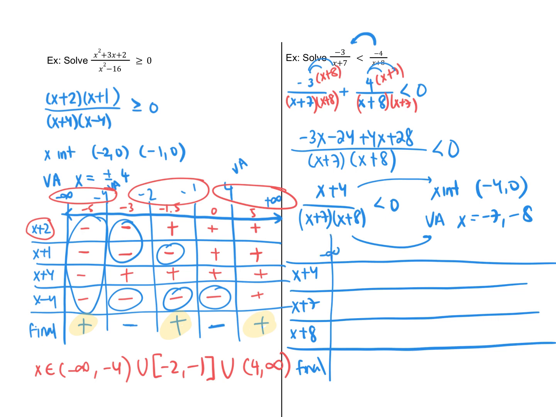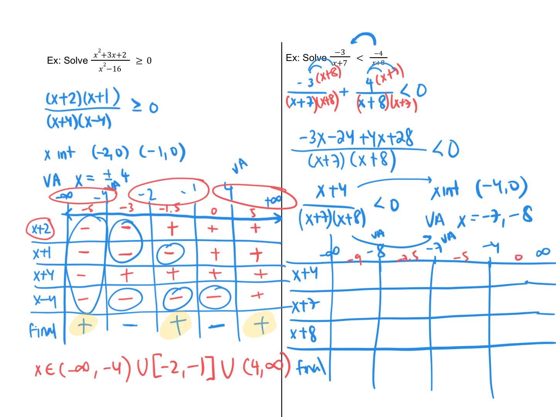All right, so we're looking from negative infinity to infinity, and we're looking at negative 8, negative 7, and negative 4. Negative 8 is an asymptote, so is negative 7. Okay, and now time to test. I'm going to test negative 9, negative 7.5, negative 5, and 0.